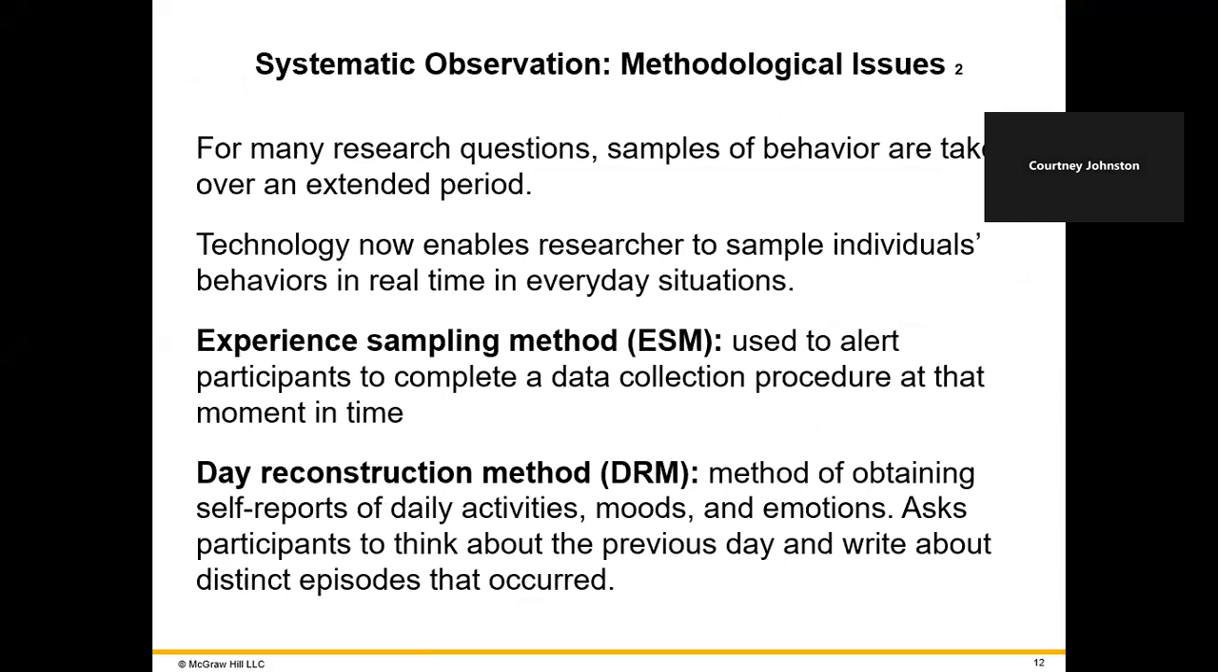Increasing objectivity. So also, for many research questions, samples of behavior are taken over an extended period of time. Again, this was why it could take a long time, and it's time consuming. Technology now enables researchers to sample individuals' behaviors in real time in everyday situations. We have experience sampling method. This is used to alert participants to complete a data collection procedure at that moment in time. So this could be like there is a notification on somebody's phone that in the morning and at noon and at night, they report their specific behaviors.